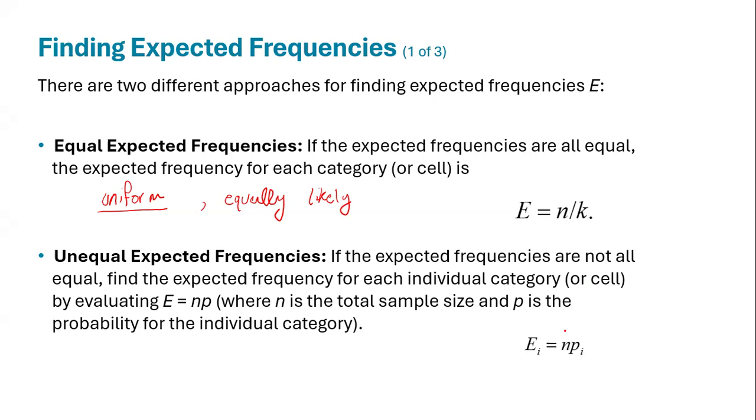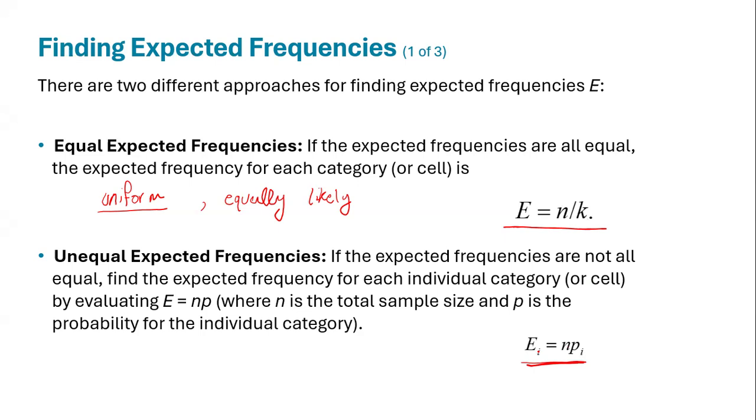This is how we find the expected frequency for all categories. If we have equal expected frequencies, all the expected frequencies are the same. We just find this number and put it for all of the categories. But if they don't have equal expected frequency, you need to use this formula for each category separately and find the expected frequency.